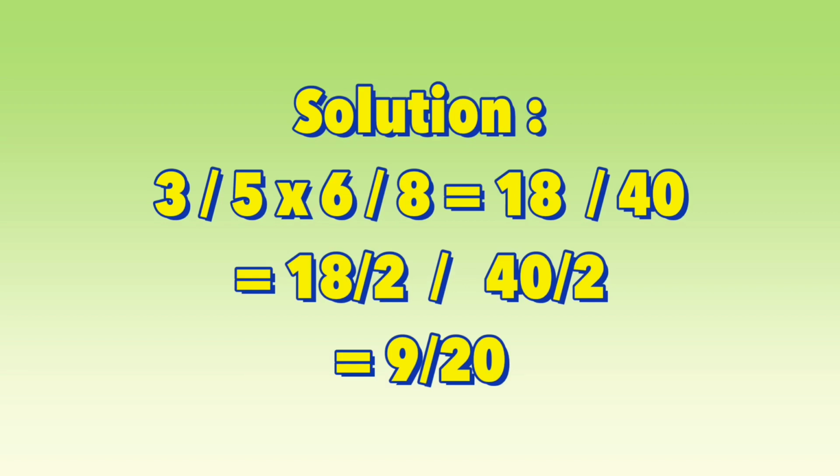Then, we're going to reduce the fraction. So, we're going to divide 18 by 2 and 40 by 2. 18 divided by 2 equals 9. 40 divided by 2 is 20. Since 9 cannot be divided by 2, this is our final answer, and 9 over 20 is in the simplest form of fraction.